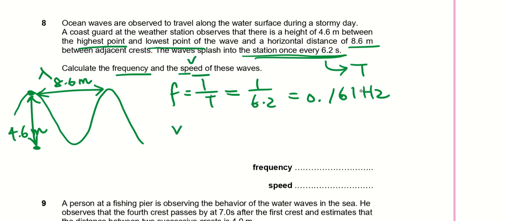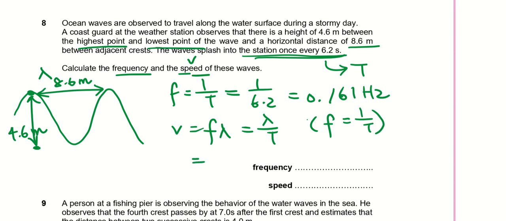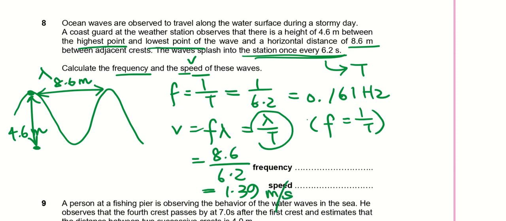Now we can use v equals f lambda, or we can use v equals lambda over T. Why? Because frequency is related to period by this formula. So I can use my wavelength, which is 8.6, over the period of 6.2. So I will get 1.39 meters per second. Okay, so basically it's just to interpret the information given in the question.